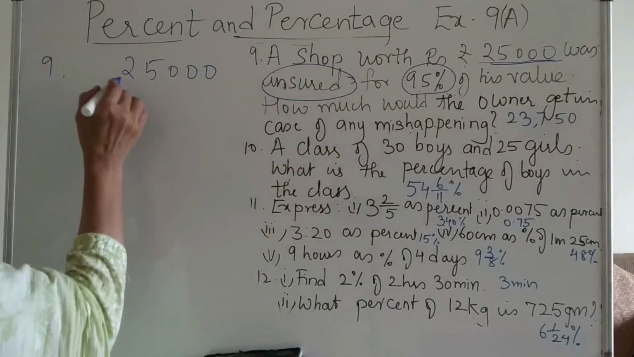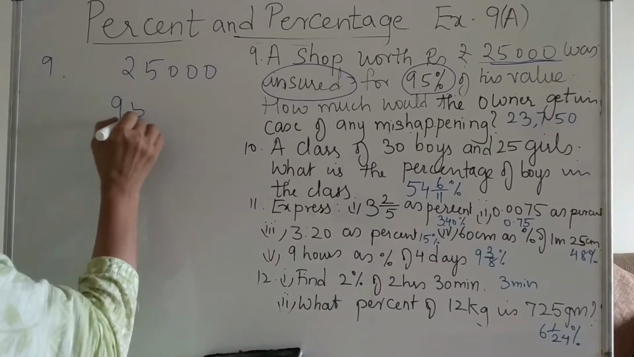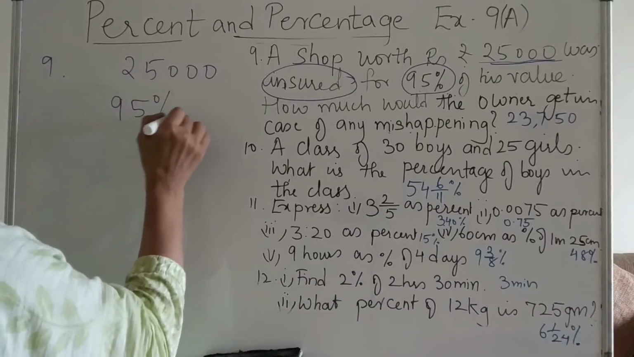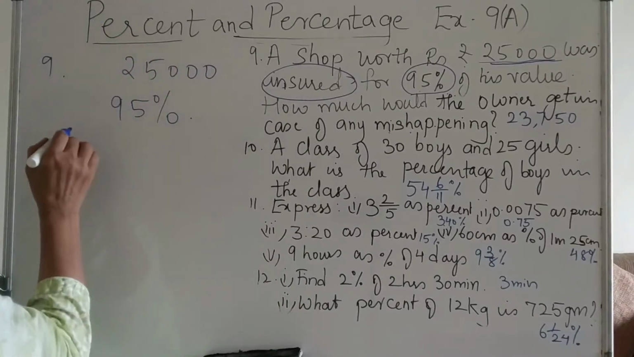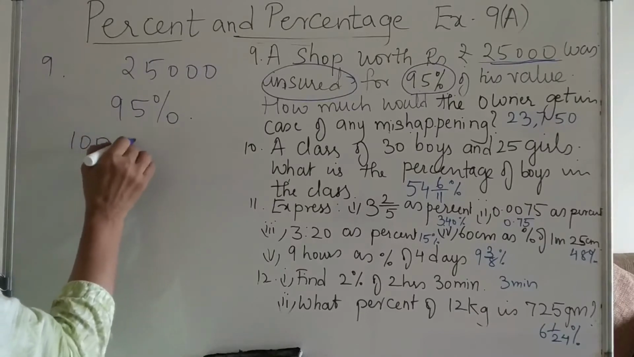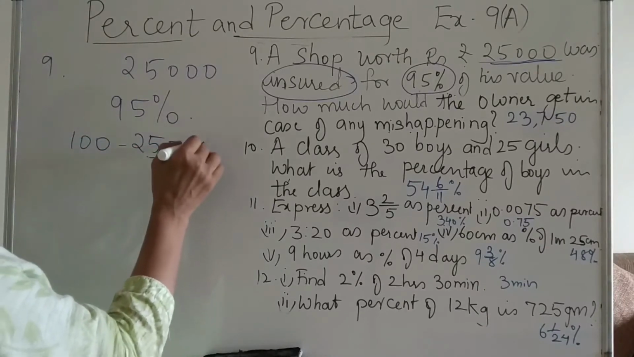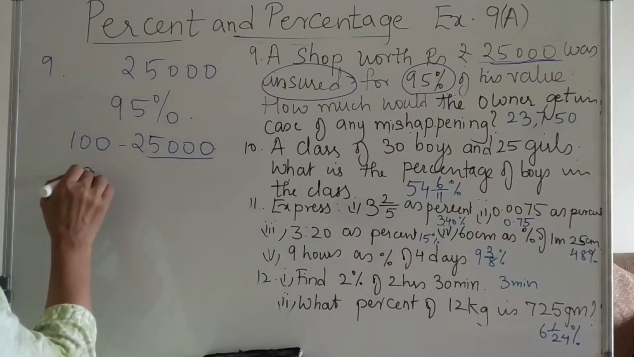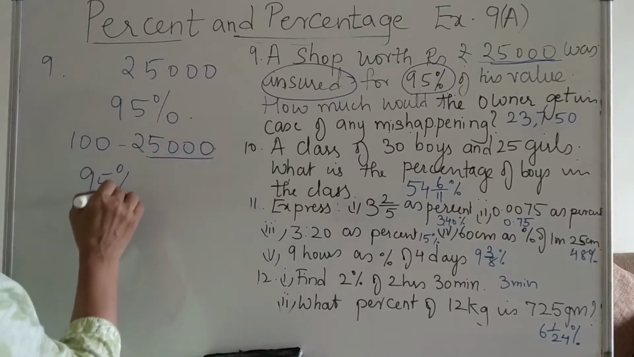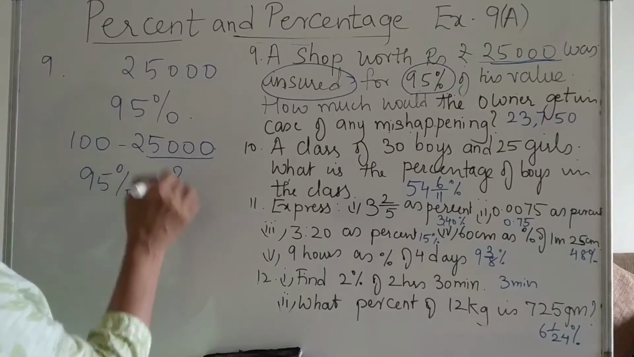You would get 95% of the money. Percentage is given. You have to find out the actual amount. So 100% is how much? 25,000 is 100%. So 95% you have to find out, how much you get as insurance.